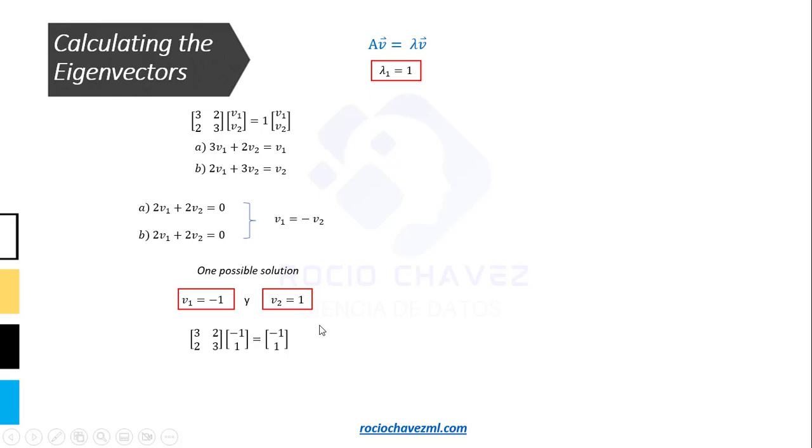We substitute the values of v1 and v2 into the original equation and see that indeed the left side of this equation is equal to the right side. Another piece of information we can obtain from the eigenvector is its magnitude, which in this case is equal to 1.4142, which is the square root of 2.